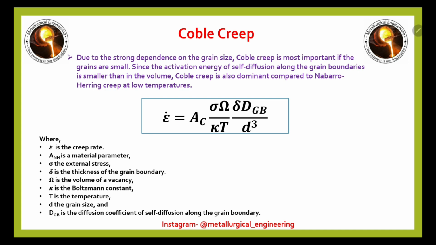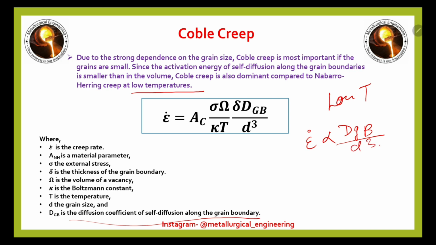The next is Coble creep. Coble creep is dominant at the highest stress and low temperature values, and in this creep the diffusion coefficient of self-diffusion along the grain boundary, which means grain boundary diffusion, plays an important role. The creep rate is directly proportional to the grain boundary diffusion coefficient and inversely proportional to the cube of the grain size. And due to the strong dependence on the grain size, Coble creep is most important if the grains are small.